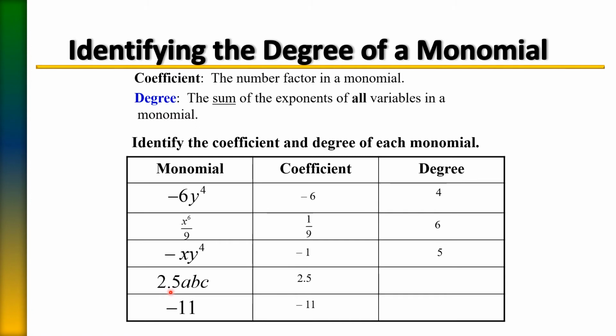Next. Here, obviously, yes, the coefficient is 2.5. Now we want to know the degree. Let's look at our variables. They each have a degree of 1. If we add them all up, that term has a degree of 3. Here, on a negative 11, we want to know what the degree is. Degree has to do with variables only. There are no variables, so therefore the degree is 0.